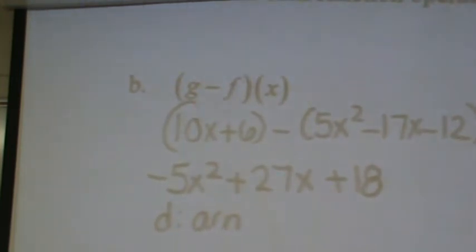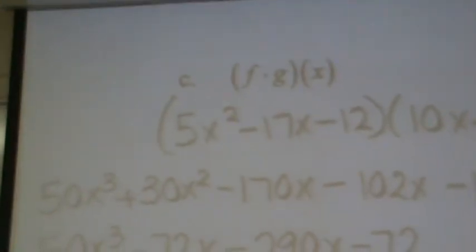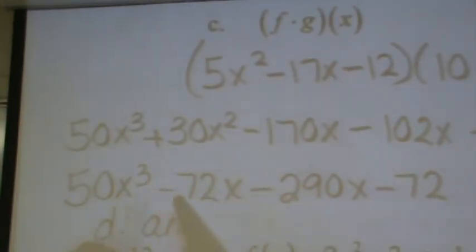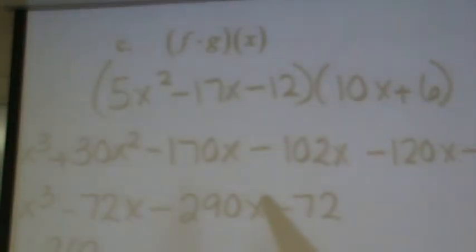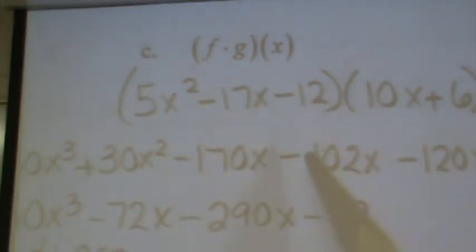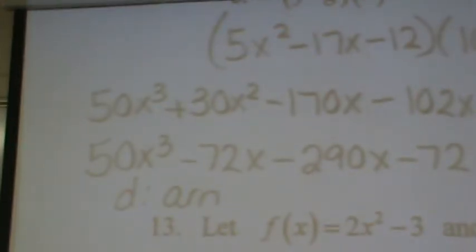Who did C? Did you do C? It's a really long problem. I got 50x cubed minus 72x minus 290x minus 72. There's error in those little portions. I got 50x cubed and I got negative 72. But maybe I made a mistake. Did I make a mistake? You sure it's you? That's what I got. All real numbers is your domain.